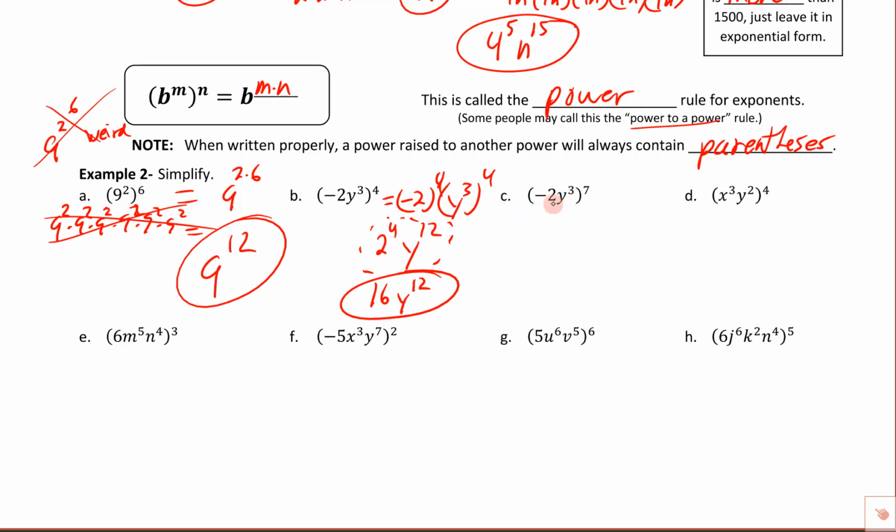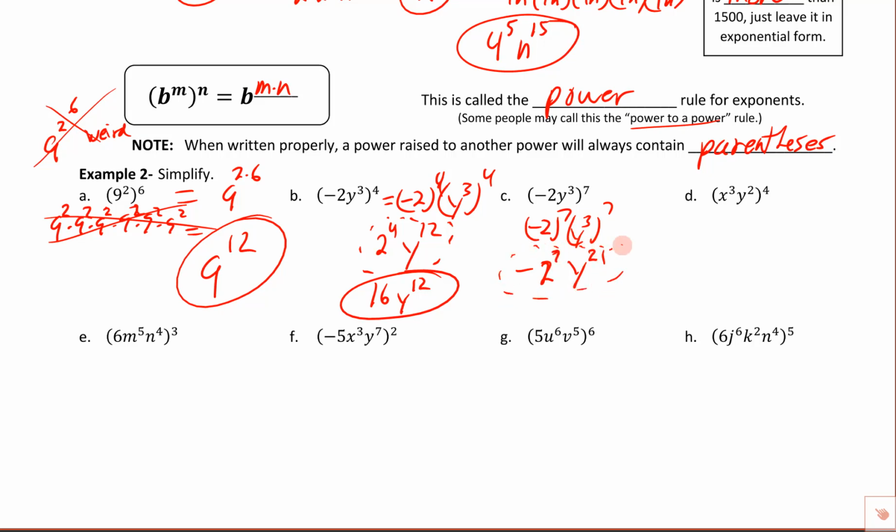On this one, same type of thing. We've got to be careful here. Negative 2 to the 7th, y to the 3rd to the 7th. This part is almost easier than the numbers right here. So this is going to be 3 times 7, y to the 21st. A negative, let's see, there's 7 negative 2s. So 7 negatives, that's odd, that would be negative. We could write it as negative 2 to the 7th, and that would be okay.